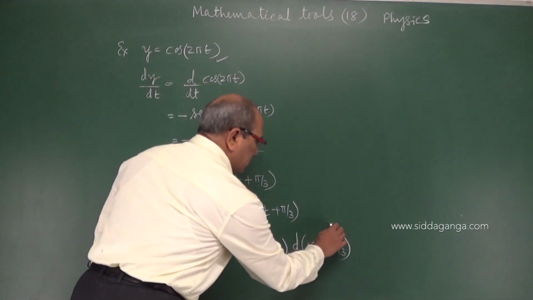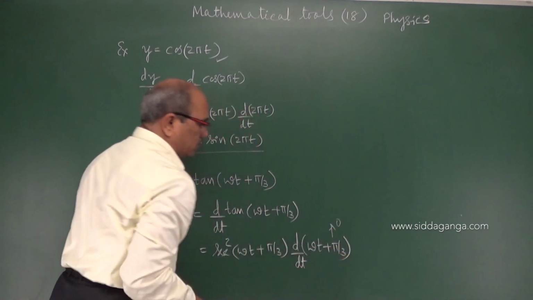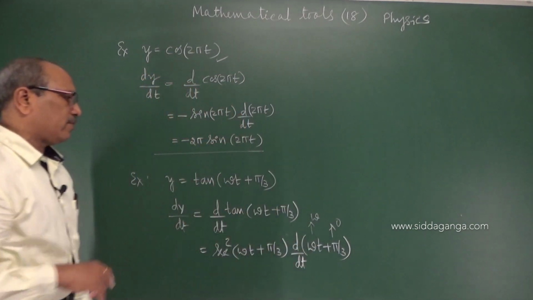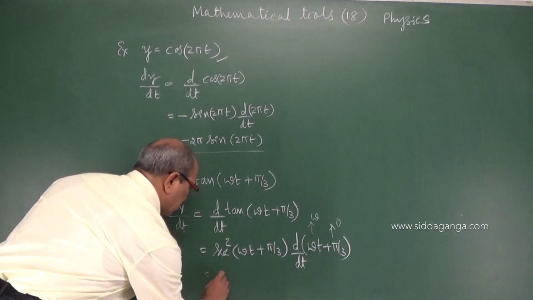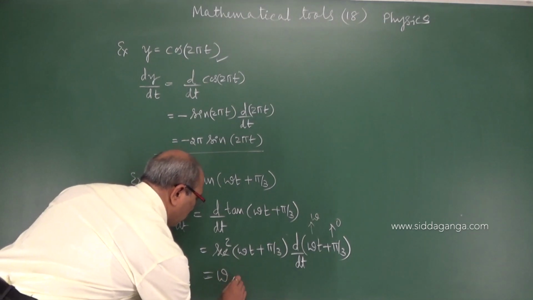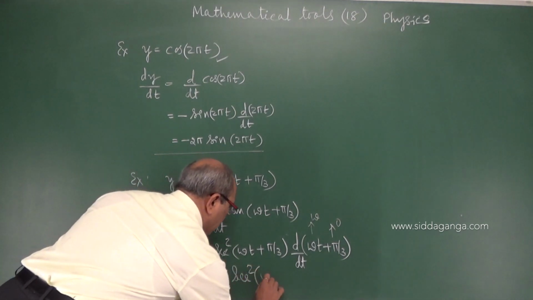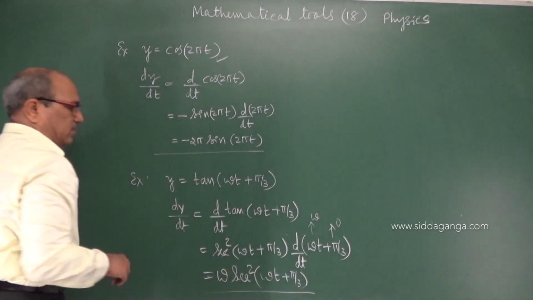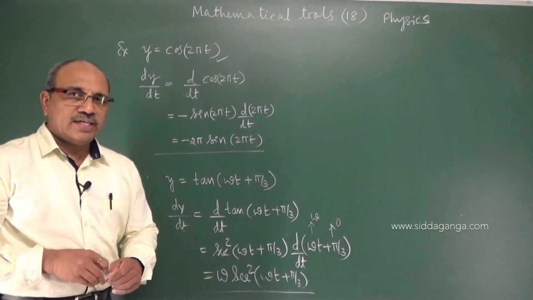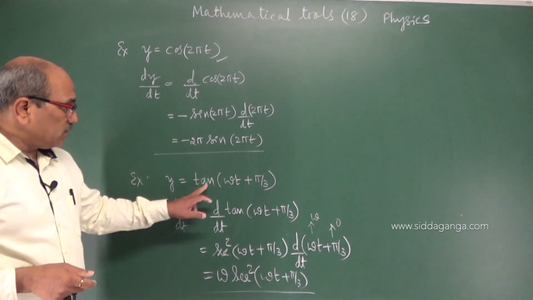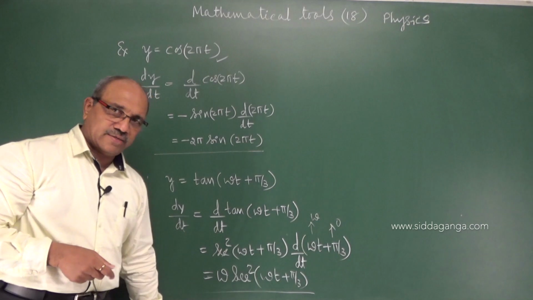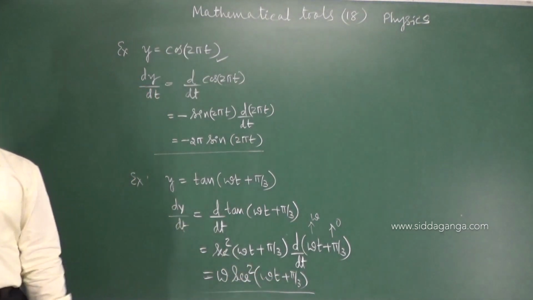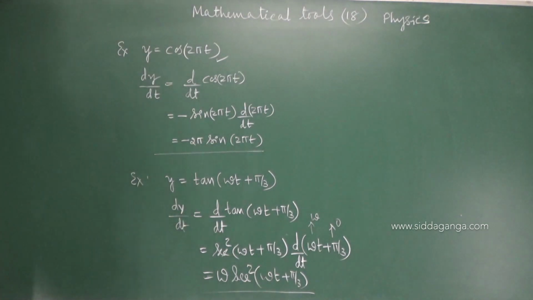As I told earlier, this becomes 0 because it is a constant. dt by dt is 1. This differentiation remains with omega. When I bring omega this side, I can write the final solution as omega into secant square into omega t plus pi by 3. So the differentiation of tan omega t plus pi by 3 is omega secant square into omega t plus pi by 3. Let us take another example.